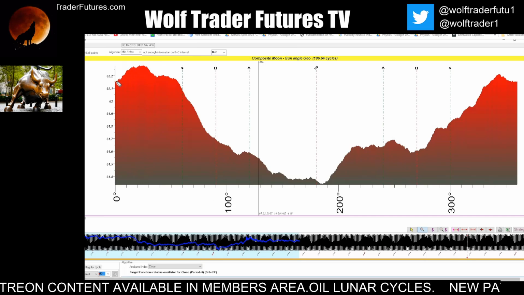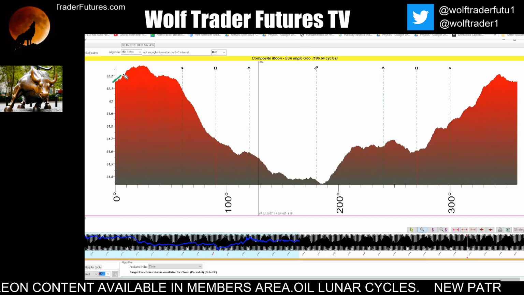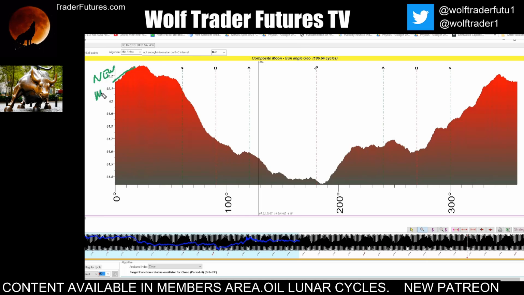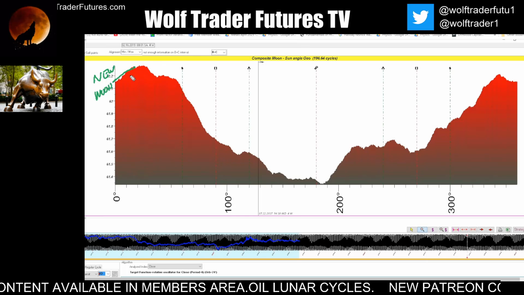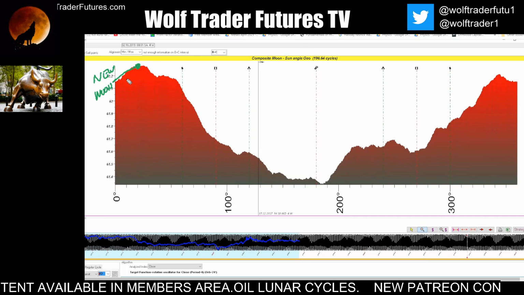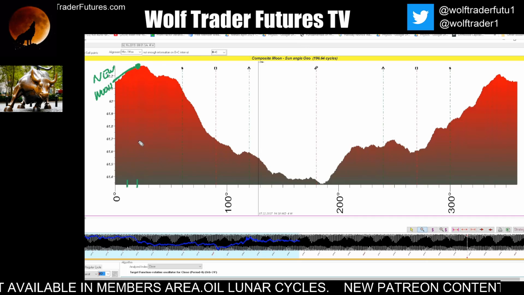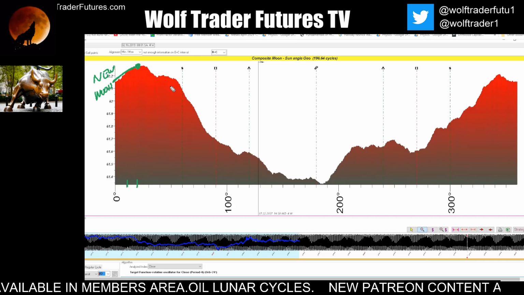You can see that we are looking at the new moon right here. So new moon, right? This is going to be a peak into here. So new moon, peak into here. This is about 20 degrees. Just a quick refresher here.